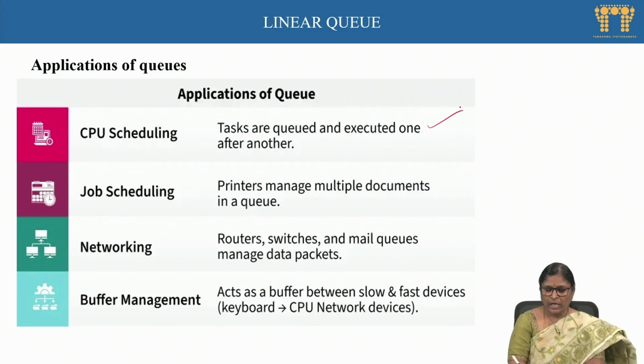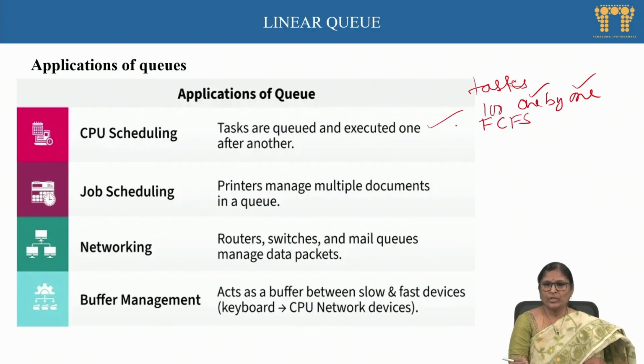The first one is CPU scheduling. Whenever we want to execute several tasks, suppose we input several tasks to a machine, say 100 tasks. The CPU is going to execute the tasks one by one because it cannot handle all the tasks at a time. So it uses the concept of first come first serve. The first entered task will be executed first.